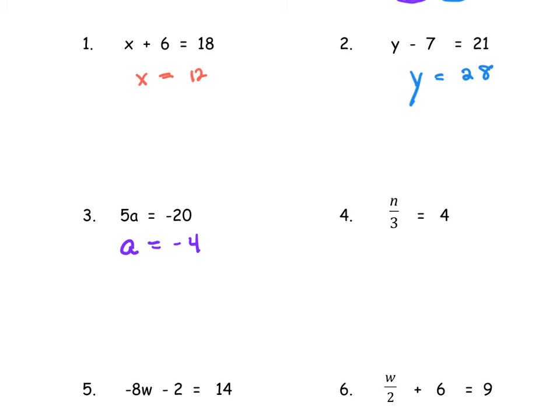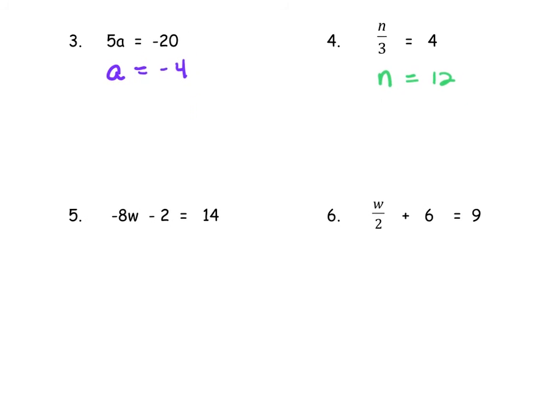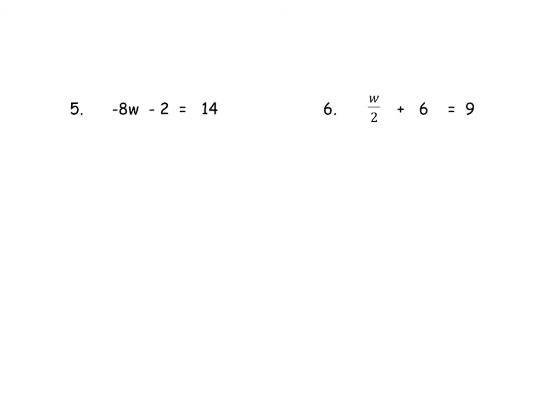Please write down equation number 4. N divided by 3 equals 4. What solving step do we need to use in order to solve this equation? We need to multiply by 3 on both sides. What is the solution? N equals 12.